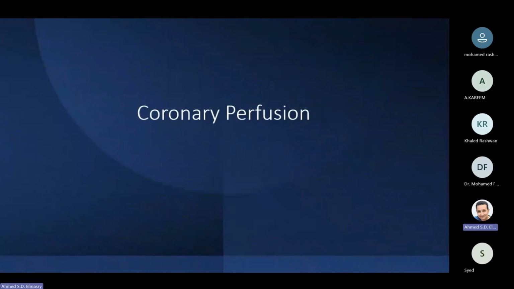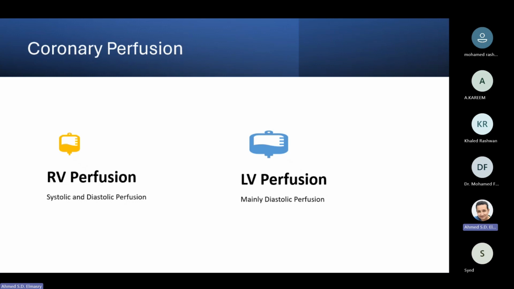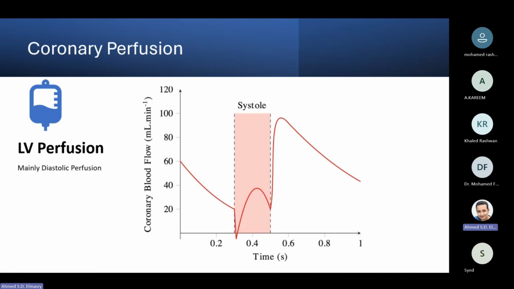The next section of this lecture is about the coronary perfusion. And as we know from the physiology, the heart is divided into the right ventricle and the left ventricle. Regarding the right ventricle, the coronary perfusion happens during both the systolic and the diastolic phase. And the left ventricle perfusion is happening mainly during the diastolic phase. And this is the left ventricle coronary blood flow plotted against time throughout the cardiac cycle. This is the systolic phase, and this is the diastolic phase.